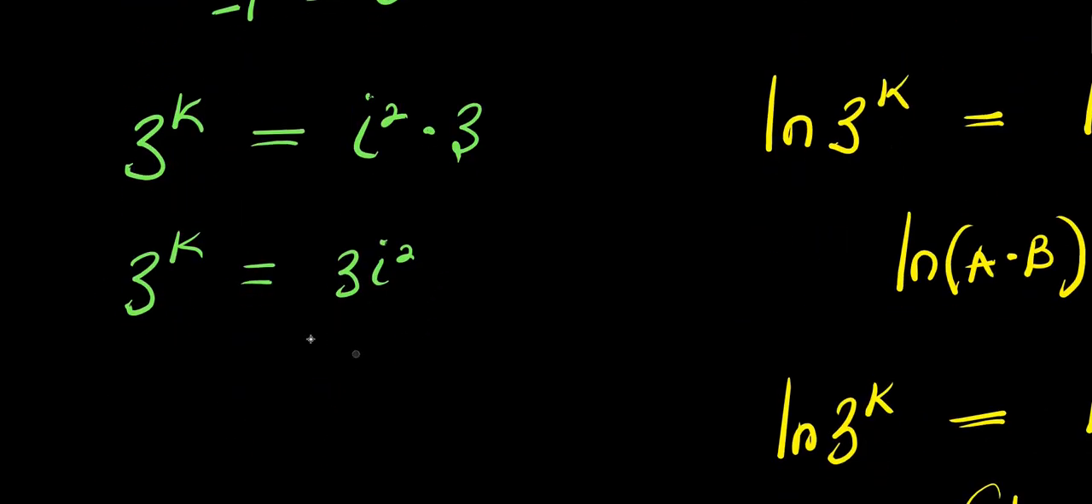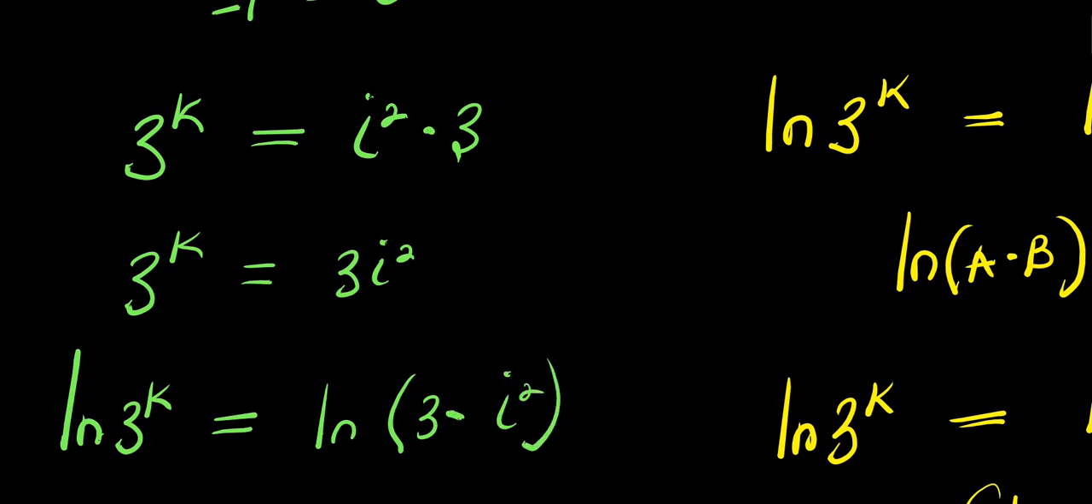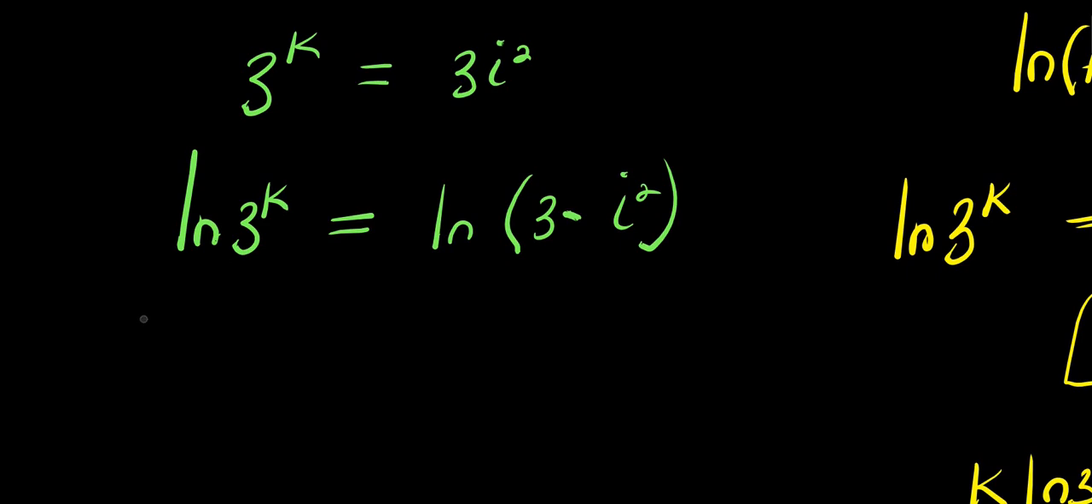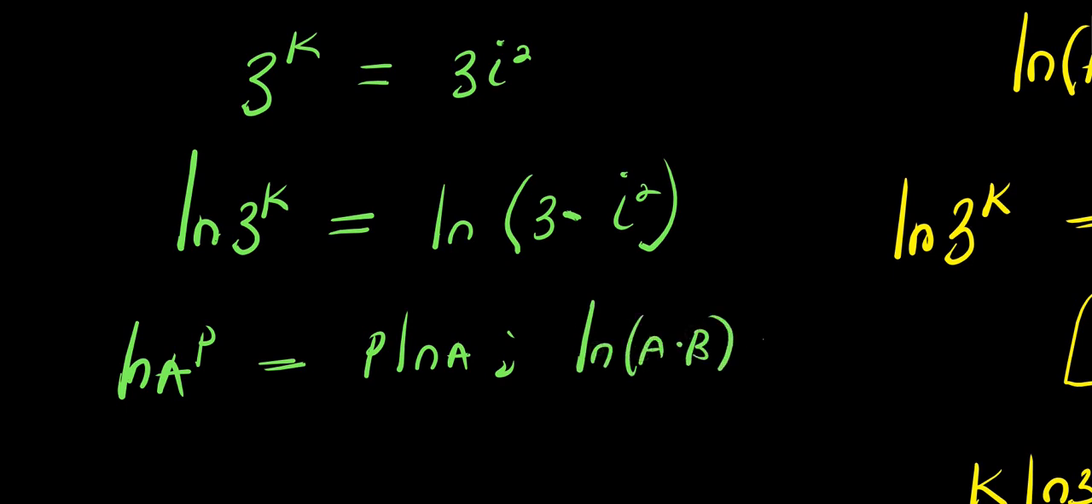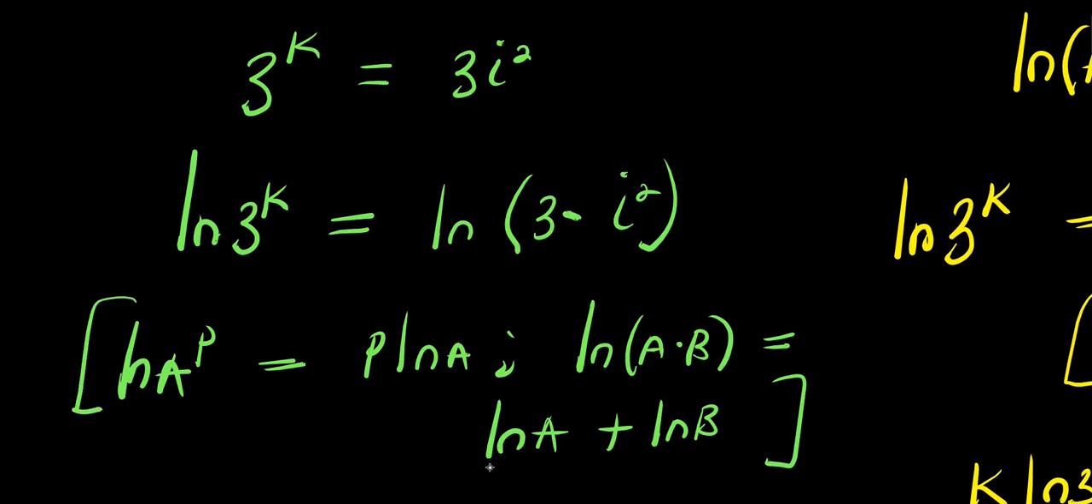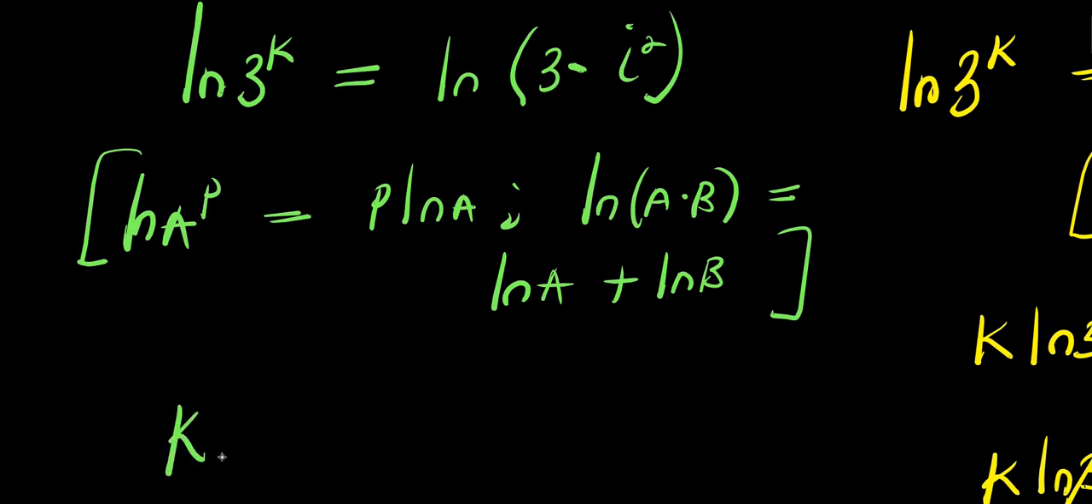Then let's apply natural log again. I have natural log of 3 power k equals natural log of 3 times i power 2. And we apply the natural log identity. If you have natural log of a power p, this equals p times natural log of a. And also, if you have natural log of a times b, this equals natural log of a plus natural log of b. So I'll simply have k times natural log of 3 equals natural log of 3 plus natural log of i power 2.